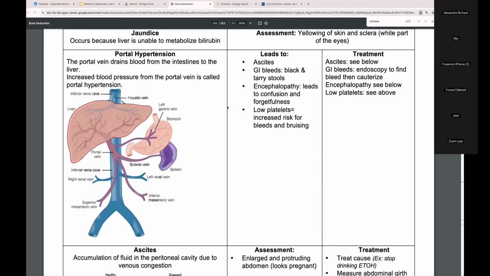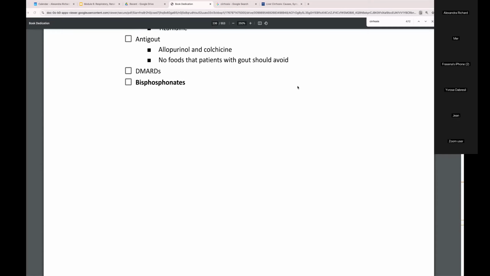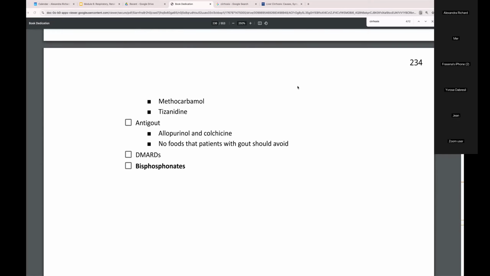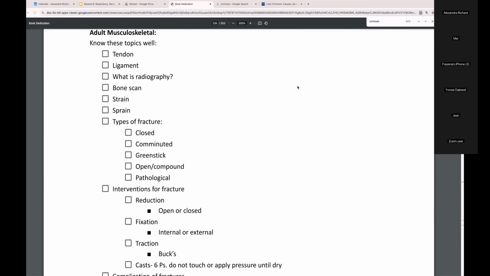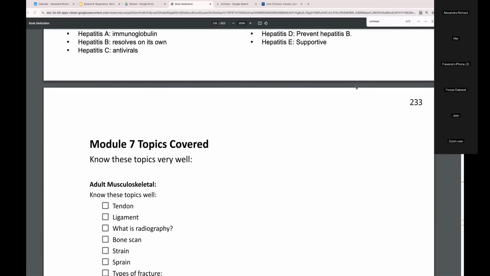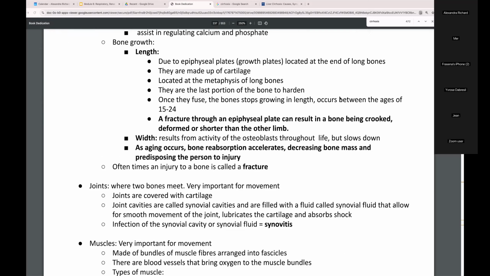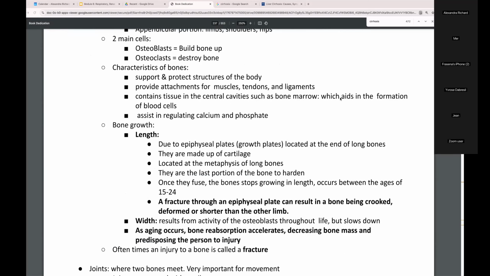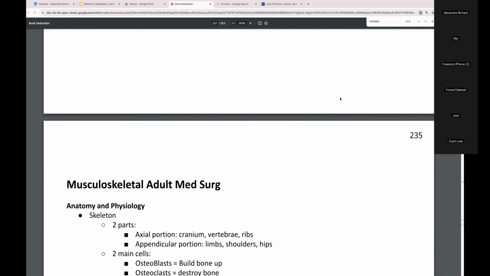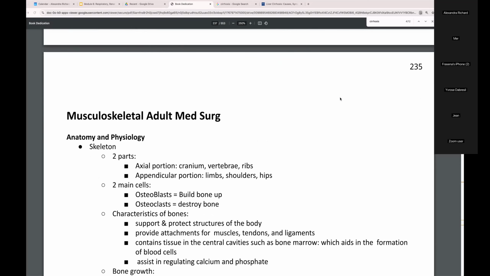So that's GI, guys. Congratulations, you made it through. Now we're going to be heading over to the world of musculoskeletal and ortho. We're going to be on page 233. So let's go ahead and take another 5-minute break. And then when we come back, we're going to do musculoskeletal, which officially starts on page 235.